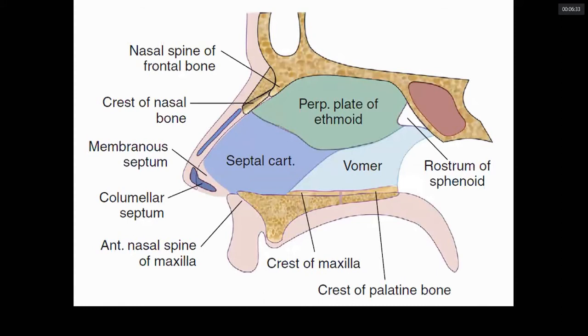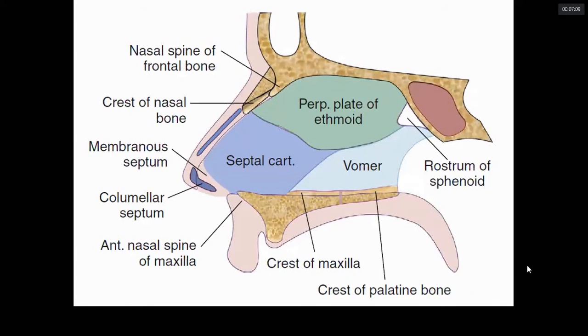So if you are asked this question in your theory exam, what forms the nasal septum, then you need to make a box, right? The major contributors and the minor contributors. In the major contributors: the septal cartilage, perpendicular plate of ethmoid and the vomer. And in the minor contributors: rostrum of sphenoid, crest of palatine bone, crest of maxilla, crest of nasal bone, nasal spine of frontal bone, and anterior nasal spine of maxilla, all right? So you can find this in Dhingra too.